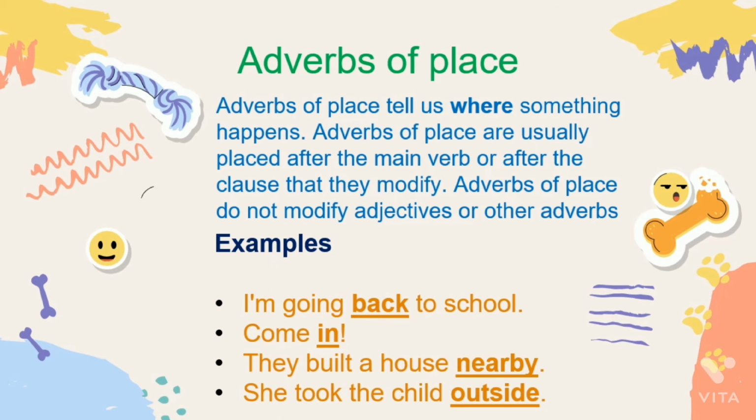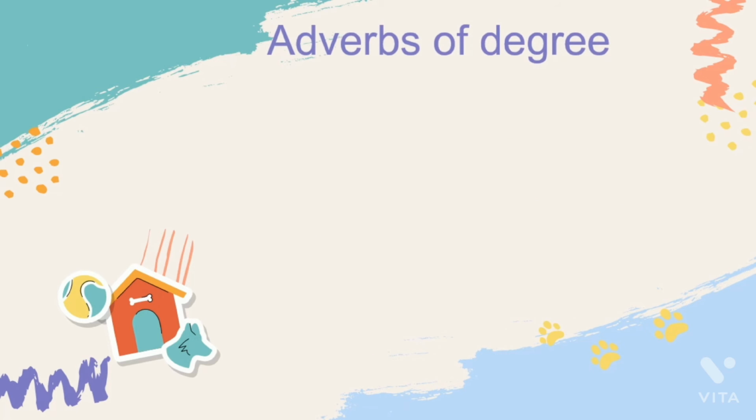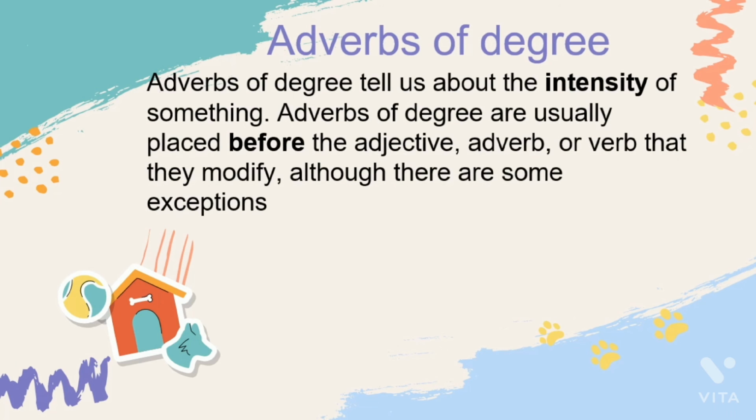Now, let's move on to know about what are the adverbs of degree. Adverbs of degree tell us about the intensity of something. Adverbs of degree are usually placed before the adjective, adverb, or verb that they modify, although there are some exceptions.